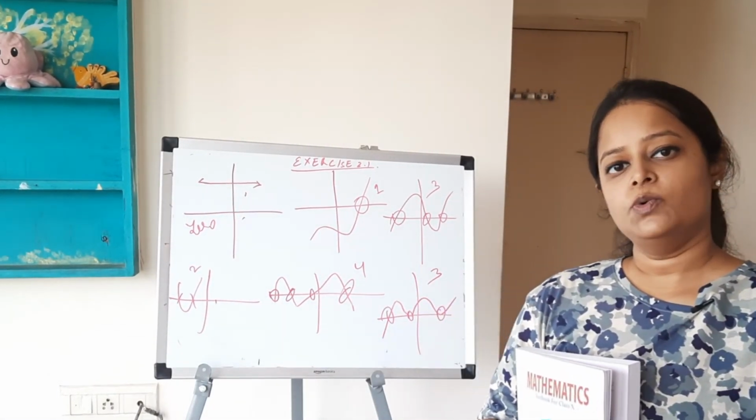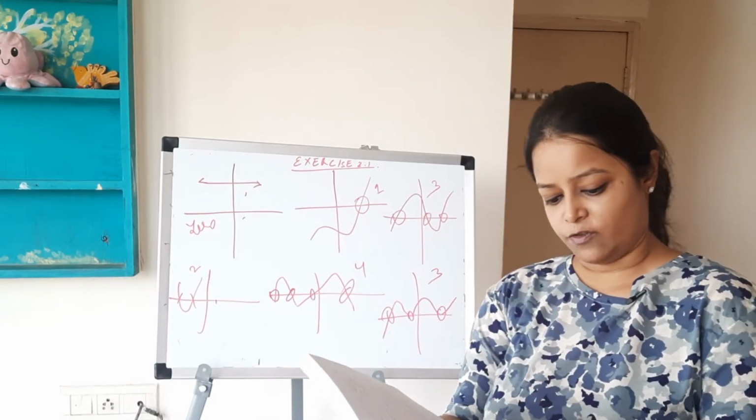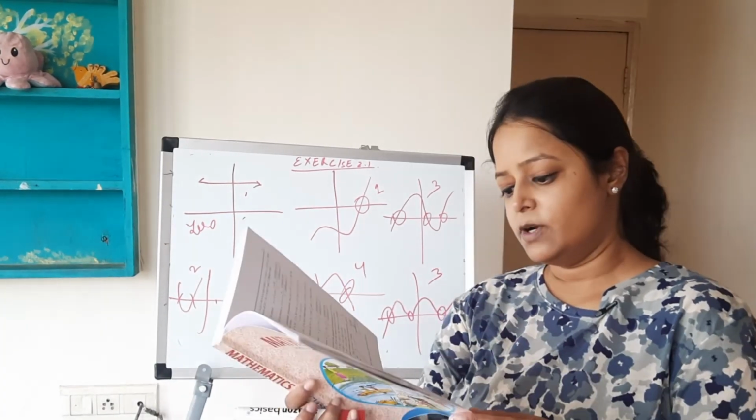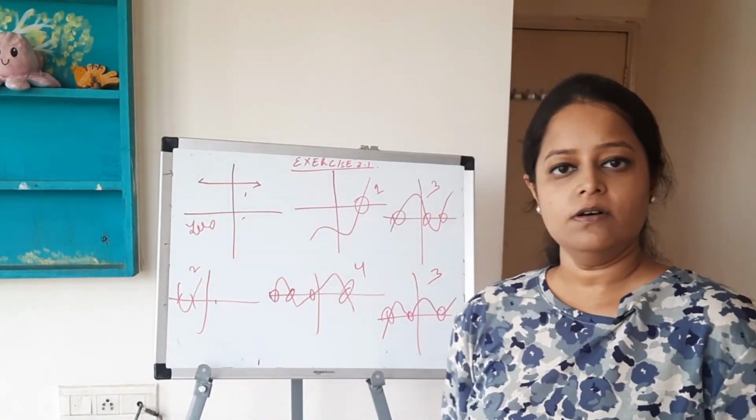Now we'll move on to the next aspect of the chapter, which is the relationship between zeros and coefficients of a polynomial.